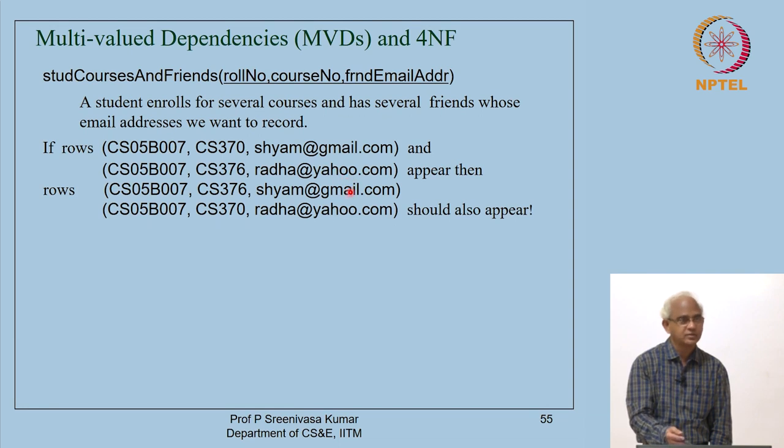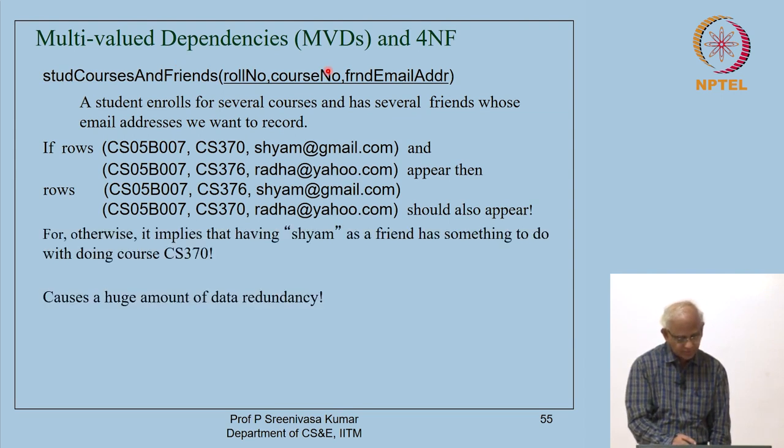The relation has a huge amount of data redundancy, but all the machinery that we have set up so far is not able to detect that because there are no functional dependencies. So, this is the kind of situation that is detected by what are called multi-valued dependencies.